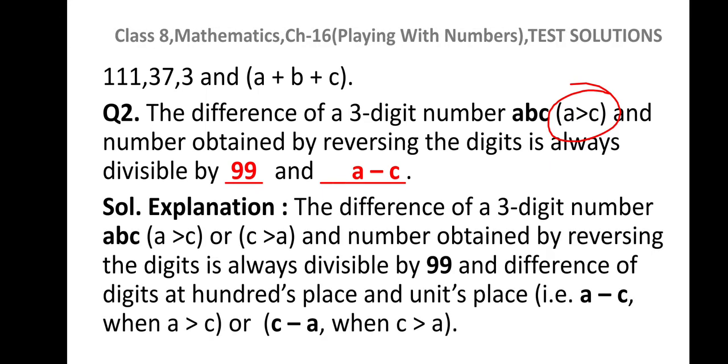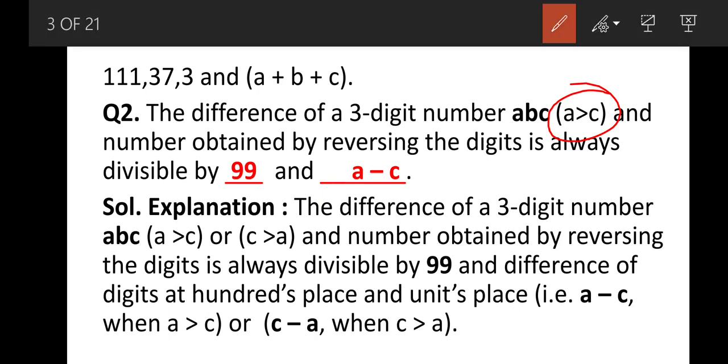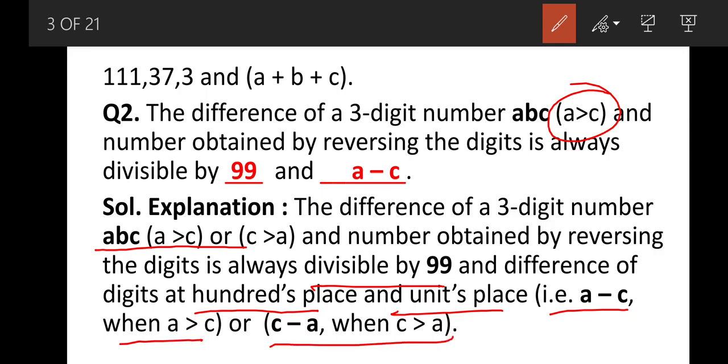So this is the explanation. The difference of a 3-digit number ABC, A is greater than C or C is greater than A, and number obtained by reversing the digits is always divisible by 99, and difference of the digits at hundreds place and units place, that is it will be A minus C when A is greater than C or C minus A when C is greater than A. Dear children, though in exam it may not be necessary that you are supposed to give this relevant explanation, but I am explaining this with every question so that it should be clear in your mind and this should be learnt by you thoroughly.